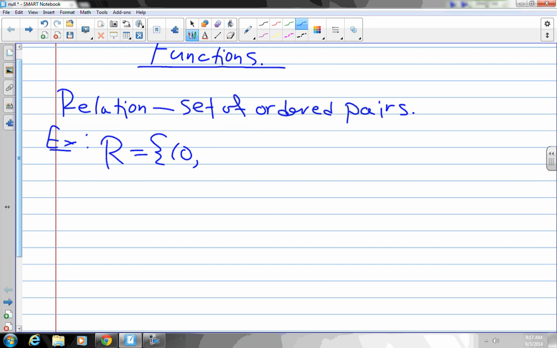Let's say (0, 1), (-1, 2), (0, 3), (2, -1), and how about (3, 4)? So is this a relation? Yeah, because the definition of a relation is just a set of ordered pairs. R equals a set of ordered pairs. So yes, it is a relation.